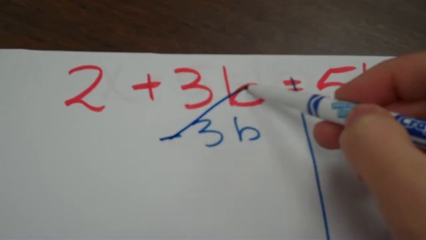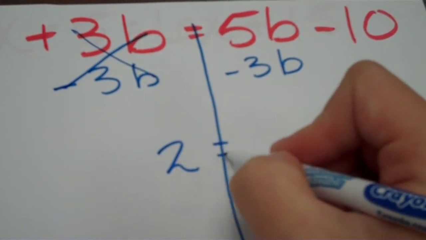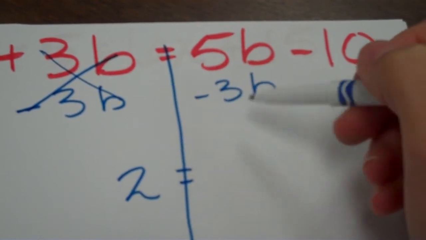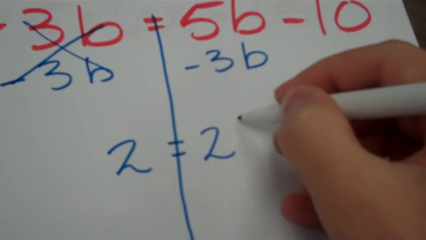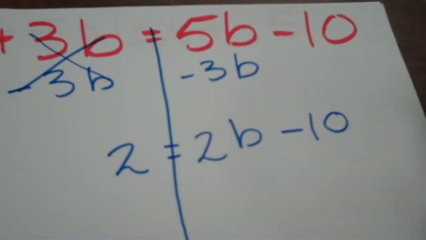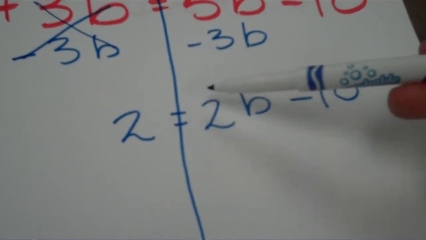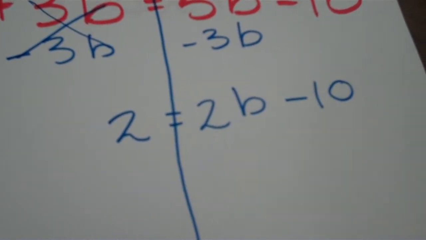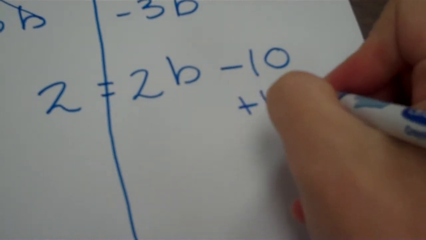Okay, these go away. You're left with 2 equals, and then again, 5 minus 3. 5 minus 3 is just 2, so 2b, and then you bring down your minus 10. From here, it should look very familiar. Your b, that's your best friend. I'm kicking this guy out. The opposite of subtracting 10 is adding 10 on both sides.